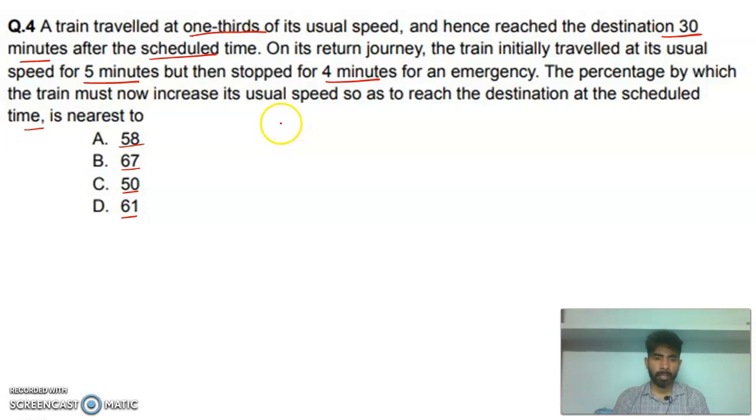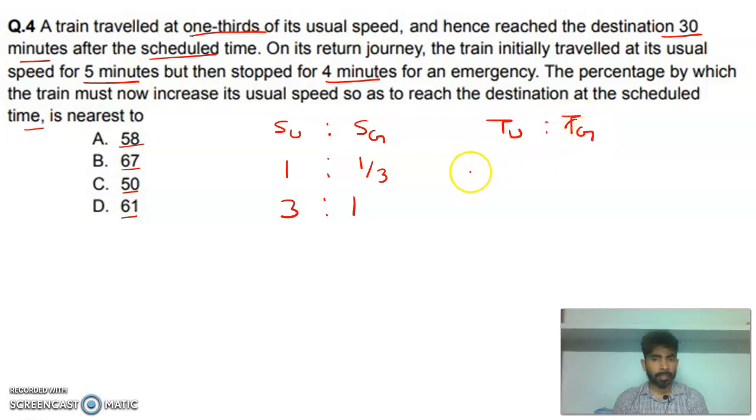Let's see how we can do it. Let's say the usual speed is SU and the given speed, that is 1/3, is ST. Now if I take the usual speed as 1, the ratio of usual to given speed will be 1:1/3, that means 3:1. So if the distance is the same, your time ratio will be the reverse of your speed ratio, that will be 1:3.